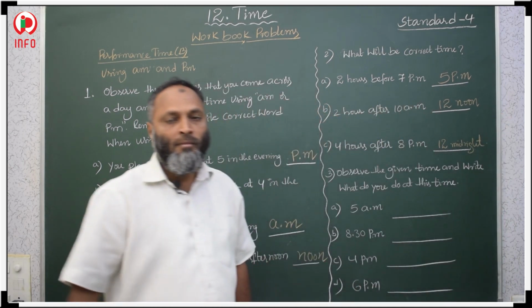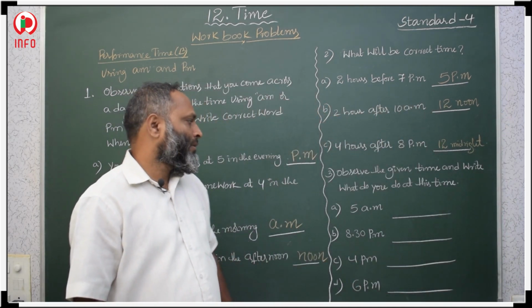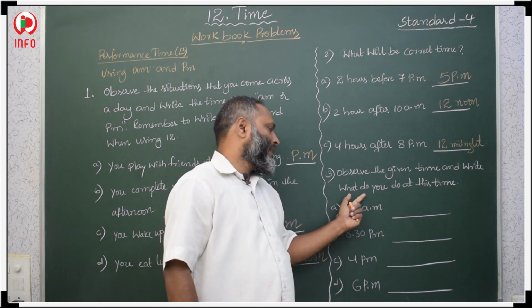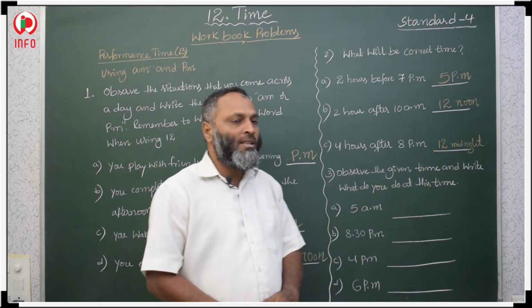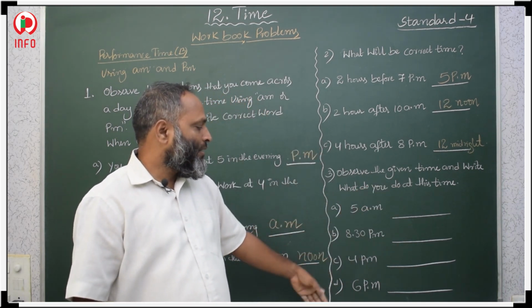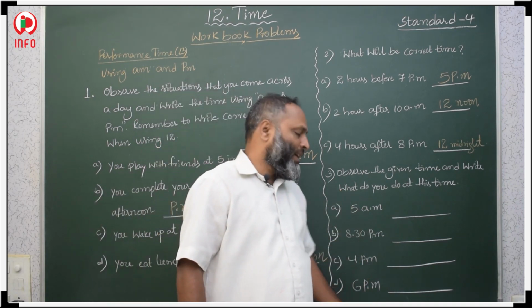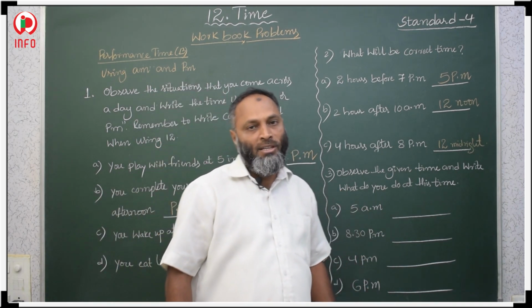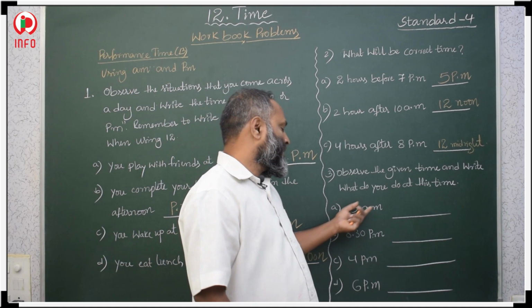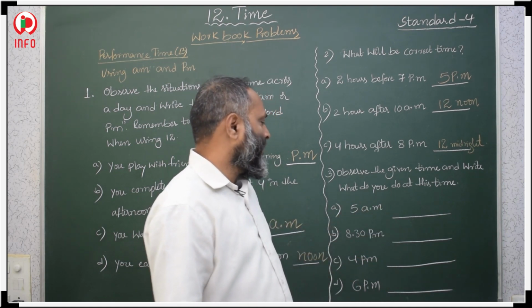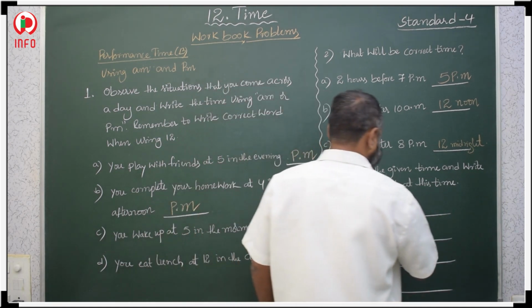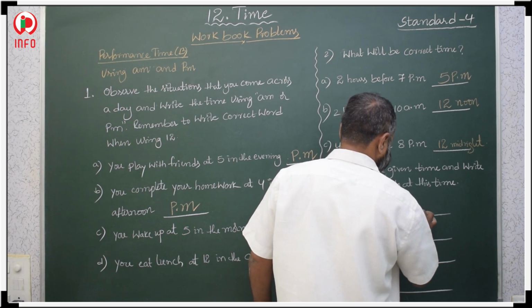Okay, then next: observe the given time and write what you do at this time. This is about general situations. According to the time, according to PM and AM, you should write what you are doing. So here, generally, I am writing 5 AM. At 5 AM, generally we wake up.